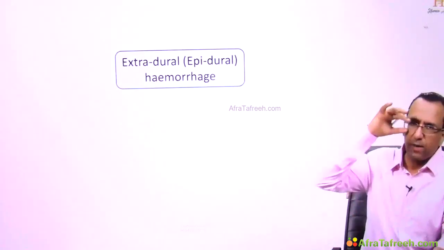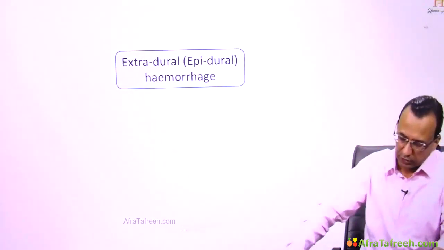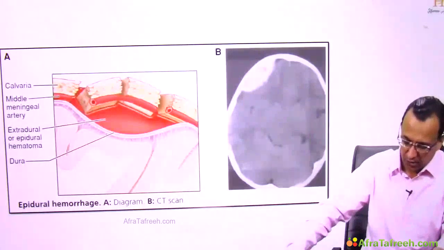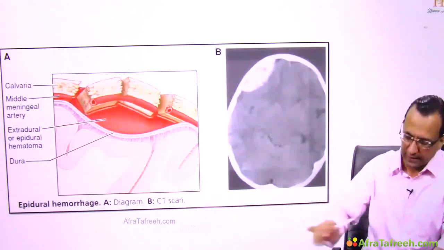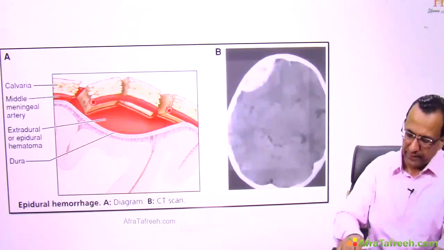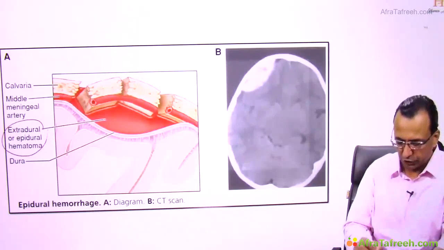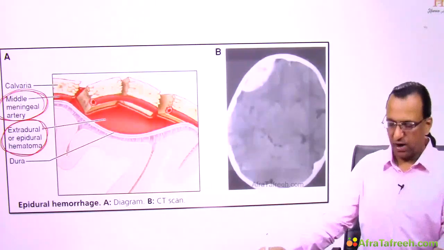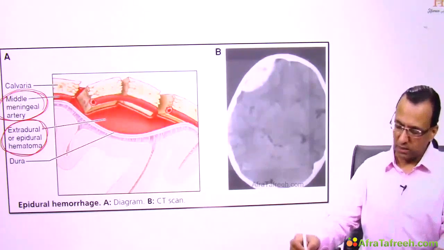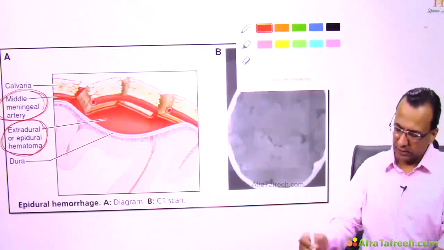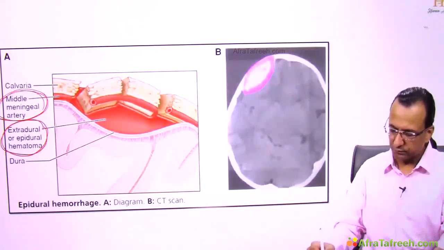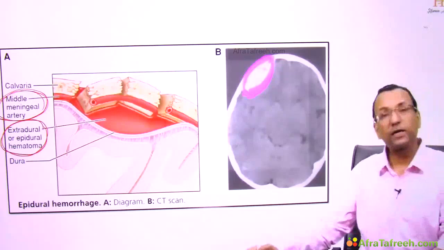You are asked about a CT scan picture. CT scan picture, what is a CT scan picture? First of all, you should know that it is the middle meningeal artery bleeding, and it is extradural hemorrhage or epidural hemorrhage. Okay, fine. What kind of picture in the CT scan? In CT scan, you can see it is a biconvex shadow. Hence, we used to get such cases.